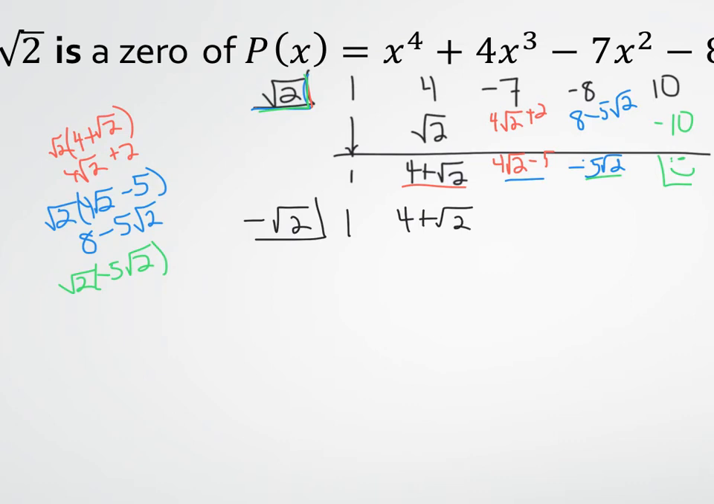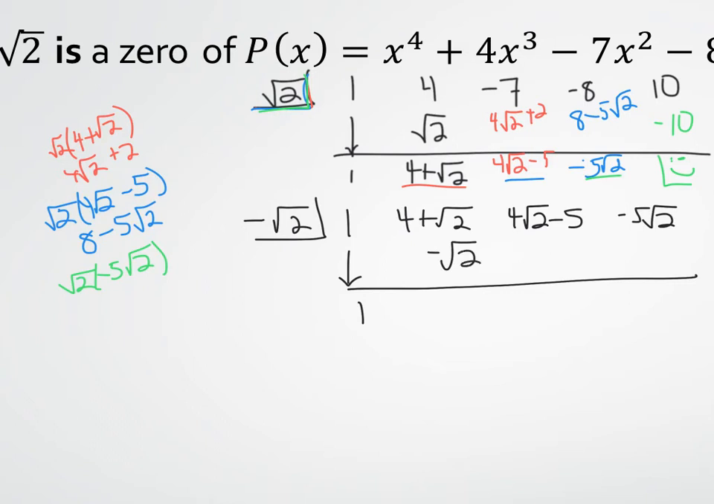So we're going to drop down our reduced coefficients and do the process all over again. We know 1 times negative square root 2 is negative square root 2. And the root 2's cancel out, so we're just left with 4. We'll have 4, negative 4 square root 2. The 4 square root 2's cancel out, and we just have negative 5. Negative 5 times negative square root 2 is positive 5 square root 2, which gives us 0.